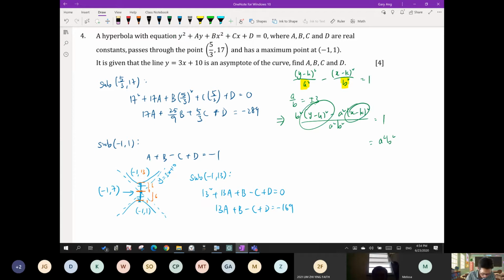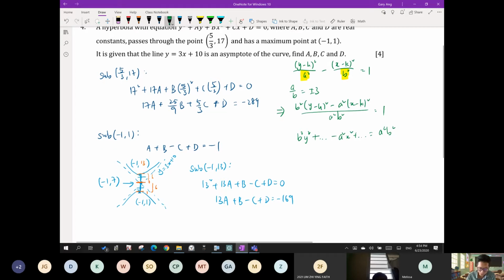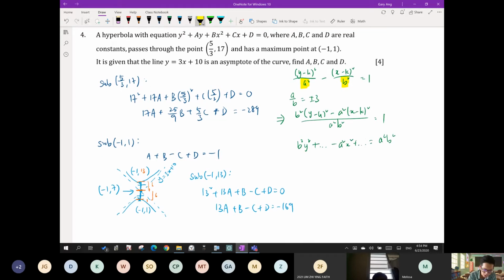Okay? Like I said, nobody's going to do the expansion like mad because it's not worth the time. So you just need to know that I will have a b squared y squared plus dot, dot, dot. I don't care what the rest are. I have a minus a squared x squared. Again, I don't care what the rest are. But these are the important stuff, because this must be this, correct?